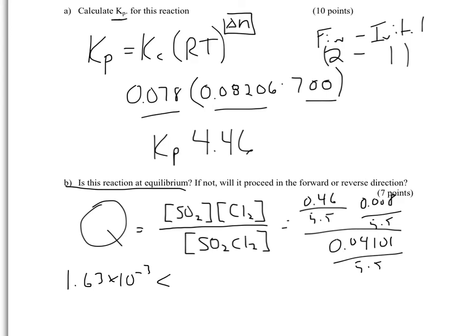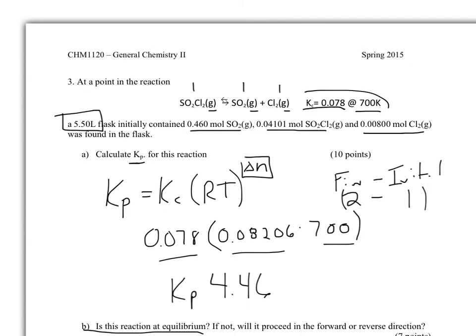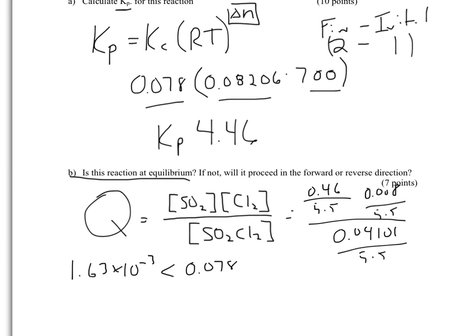That is much less than the Kc, which is 0.078 from the top of this page. We're comparing Q to K, and when we compare Q to K and it's less than, the reaction still needs to move forward. And so the answer is that the reaction will proceed in the forward direction.